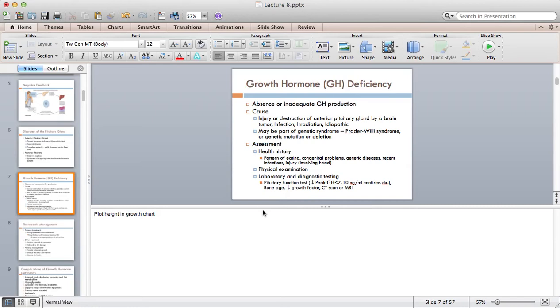Other things you can do also is to take the X-ray and look at the bone age, especially looking at the epiphyseal plate, the cartilages, and see how the wrist and how the child is growing. You also look at the growth factor, which is low. On CT scan and MRI, you may be able to see a tumor or bleeding or something that causes pressure around the pituitary gland.